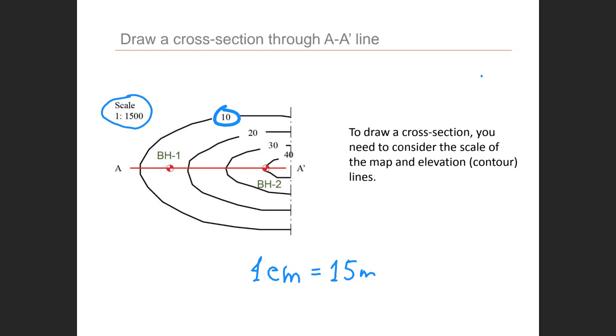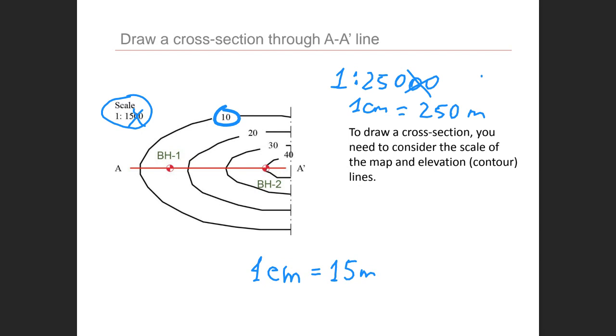What we do is we just remove 2 zeros from the right, and that will give you meters, the easiest way. So, for example, if you have a scale of 1 over 25,000, when you draw a cross section you need to know how many meters are in 1 centimeter. In this case, we just remove these two zeros, and it's going to be 250 meters.